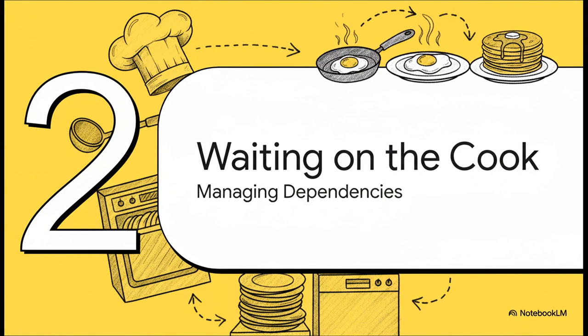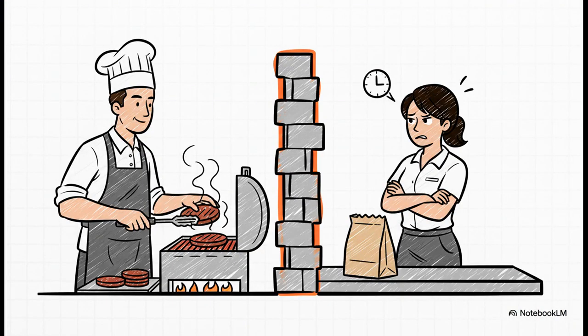Now, let's build on that. Pausing is one thing, but what about when things really need to be coordinated? I'm talking about tasks in the kitchen that can only happen after another one is completely finished. This is all about managing dependencies. I want you to think about the final step for any order. The person at the packing station is ready to go, but they're completely blocked. They literally cannot do their job until that cook finishes grilling the burger. They simply have to wait.